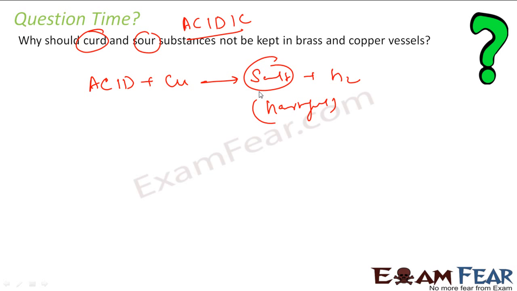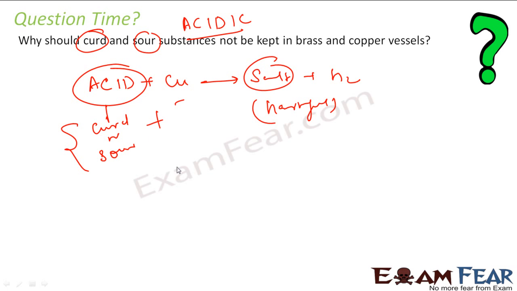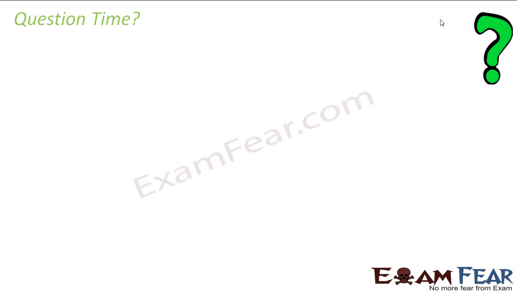So what is happening here is, when acid, that is curd or a sour substance, is put in a copper vessel, the reaction can happen, because you don't need heat also. Heat is not required in this case, right? The reaction can happen. It can create harmful salt and also hydrogen gas, and that is the reason why we don't keep curd or sour substances.